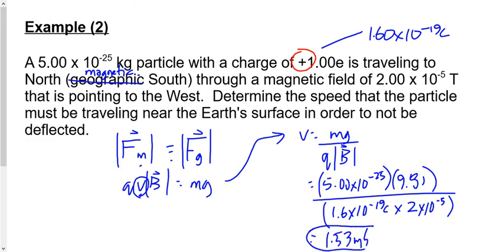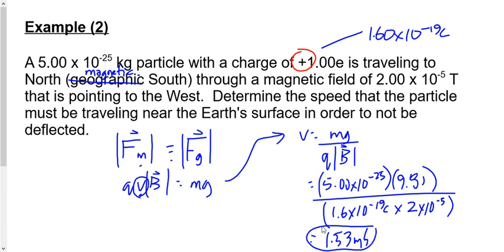But it's possible, right? Usually we expect 10 to the 5, 10 to the 6. 1.53 is pretty slow. Why? Well, this particle is really, really light. 10 to the minus 25 kilograms. This is like subatomic scale, right? If we have such a light particle, we don't need very much magnetic force at all to balance gravity, because it's such a small gravitational force. And if we don't need a very big magnetic force, we don't need a very big speed to accomplish that magnetic force. So that's why the speed ends up being so small.